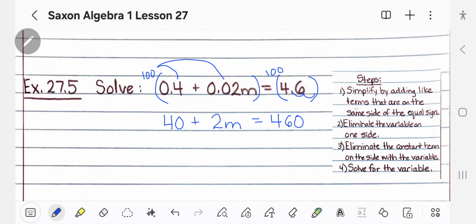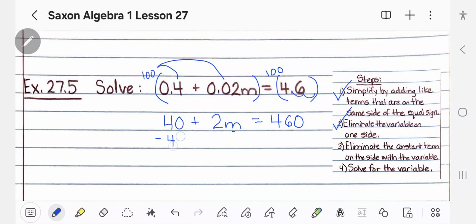Do we have any like terms that are on the same side that need to be added together? No like terms there, just one term on that side. So we've taken care of this. Eliminate the variable on one side. There's only one variable, right? So that part's easy. And then eliminate the constant term on the side with the variable. So here's our variable right here. And here's our constant term that's with it.